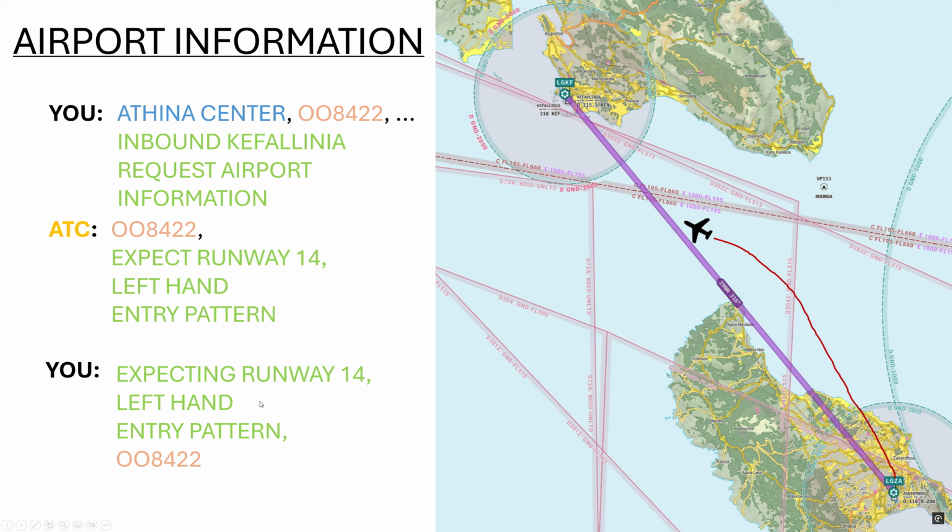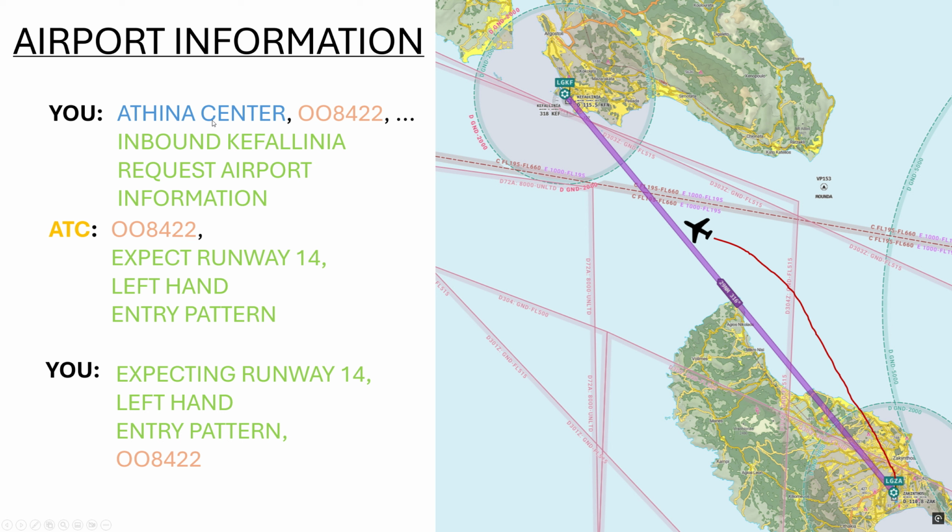Now, as we are going to land at Kefalonia, as you can see at this airport, we want to know, is it the default right-hand entry pattern, or will we get the left-hand entry pattern? So you want to prepare for landing early on. As you can see by the icon of the plane, we are still far away from Kefalonia, but this would be a good time to ask for airport information.